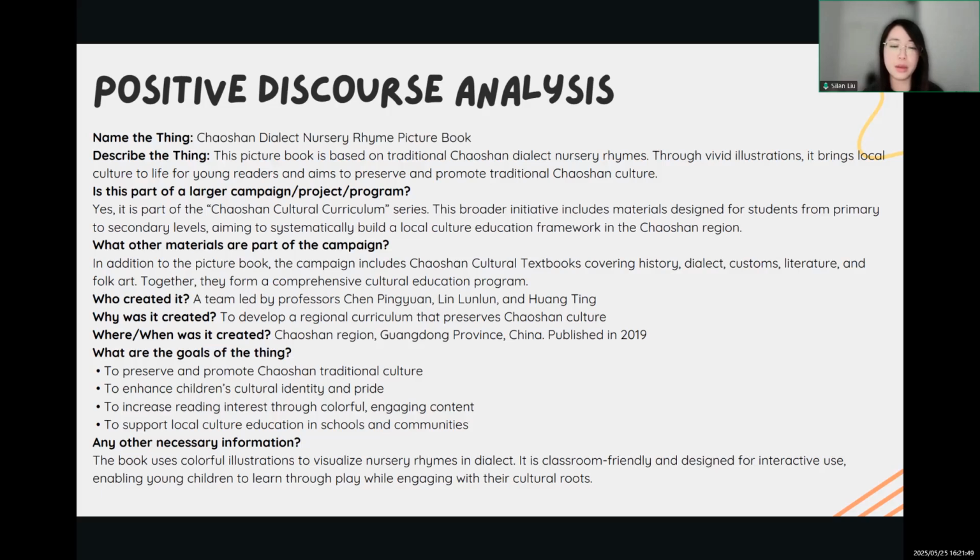Apart from the picture book, the campaign includes Chaoshan cultural textbooks covering history, dialect, customs, literature, and folk art. It was created by a team led by Professor Chen Pingyuan, to develop a regional curriculum that preserves Chaoshan culture. It was created in the Chaoshan region, Guangdong province, and published in 2019.